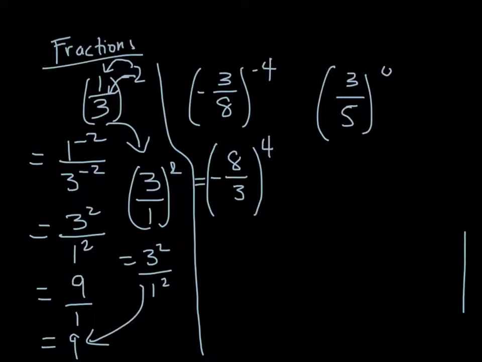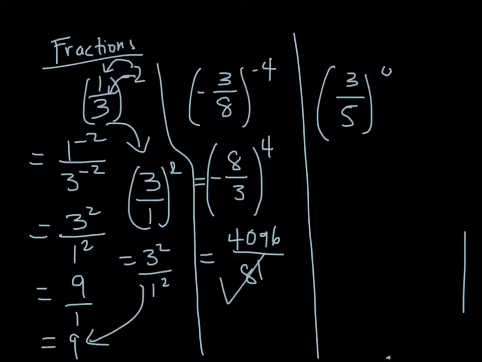And it is now going to be to the power of 4, which is now going to be 8 to the power of 4, which is 4,096 over 3 to the power of 4, which is 81. All right? And I believe we cannot reduce that any further, so that's it. We're done. All right. Now, how about this one over here?